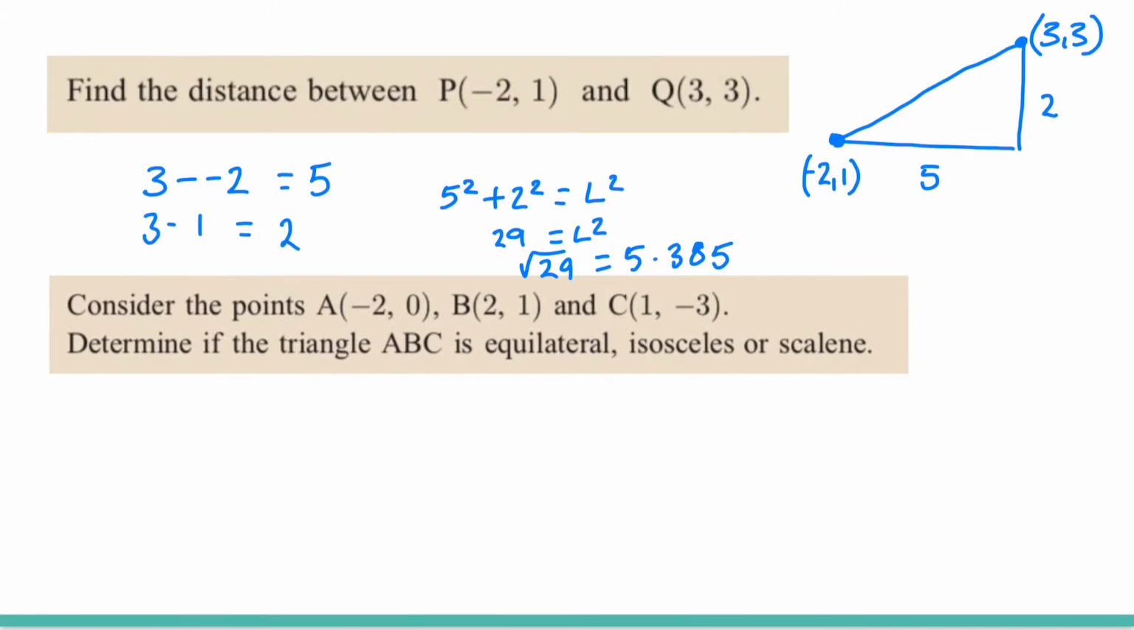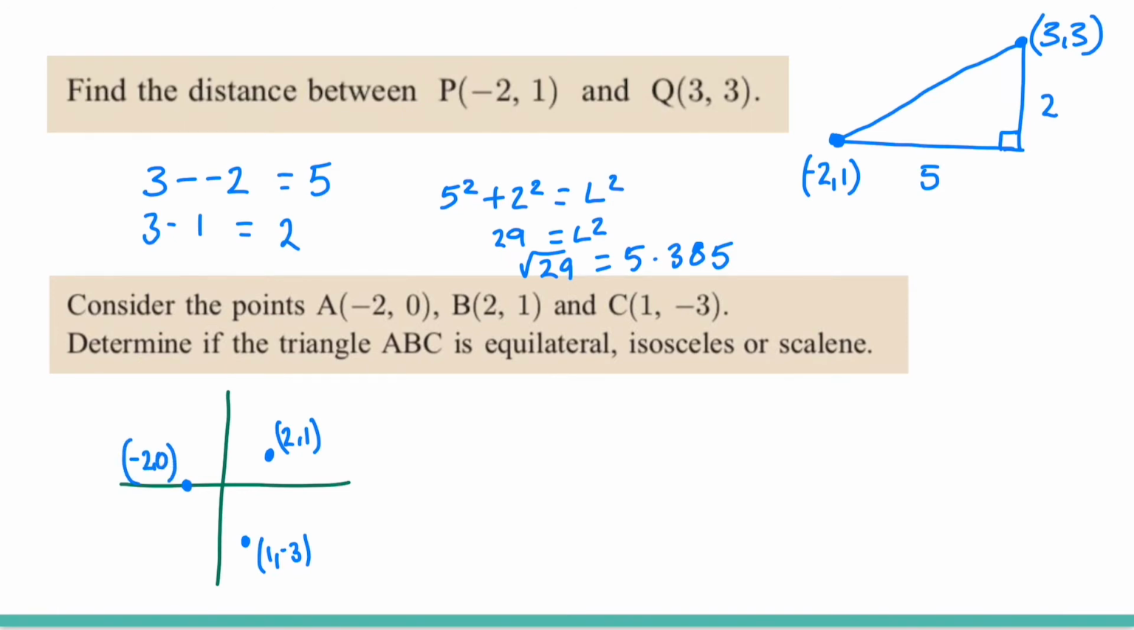The second question, again, is a little bit more wordy to think about. So on the second one, we've got 3 different points. So if we think about the coordinate axis, we've got the first one, which is (-2, 0). So that's somewhere here. We've got the second one, which is (2, 1). And we've got the third one, which is (1, -3). So these are my 3 coordinates.